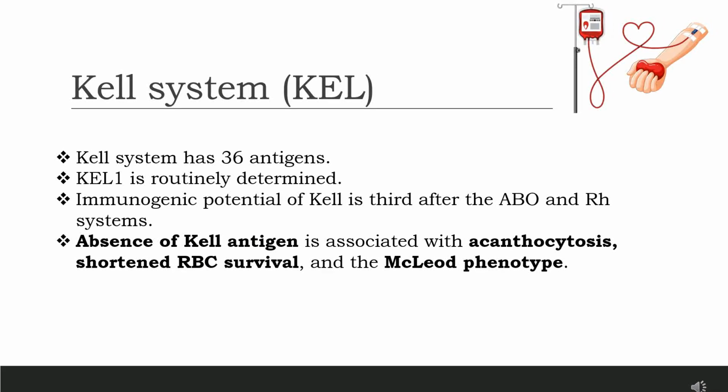Kell system. The Kell system has 36 antigens. The K1 is routinely determined. 9% and 2% of individuals of Caucasian and African origin are K positive respectively. The immunogenic potential of Kell is third after the ABO and Rh systems. The expression of Kell protein is X-linked. The rare absence of Kell protein is associated with acanthocytosis, shortened RBC survival, and McLeod phenotype.